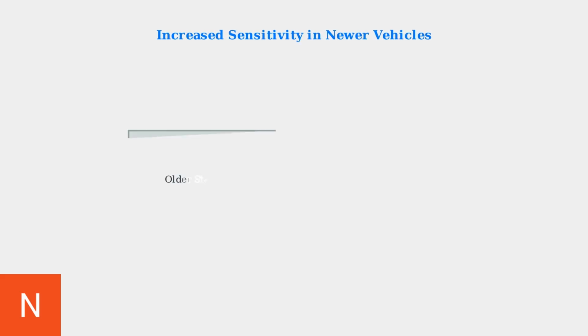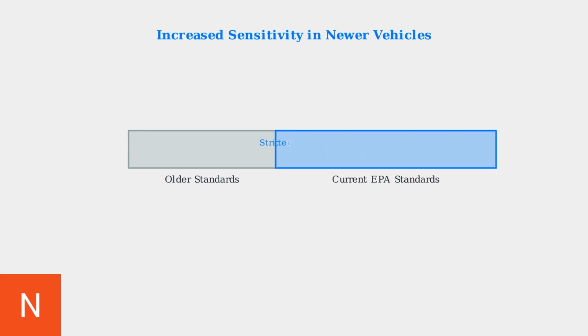Newer Chevrolet vehicles are more sensitive to catalytic converter efficiency due to stricter EPA emission standards. This means the P0420 code may trigger at higher efficiency levels than in older vehicles.